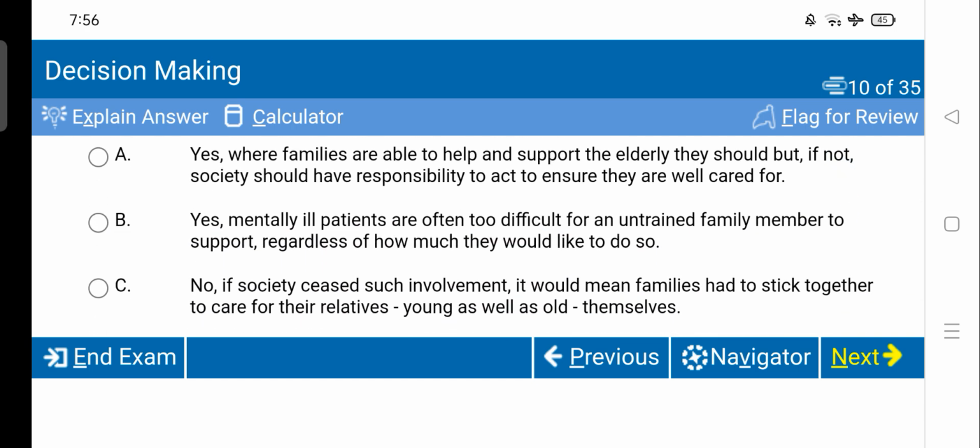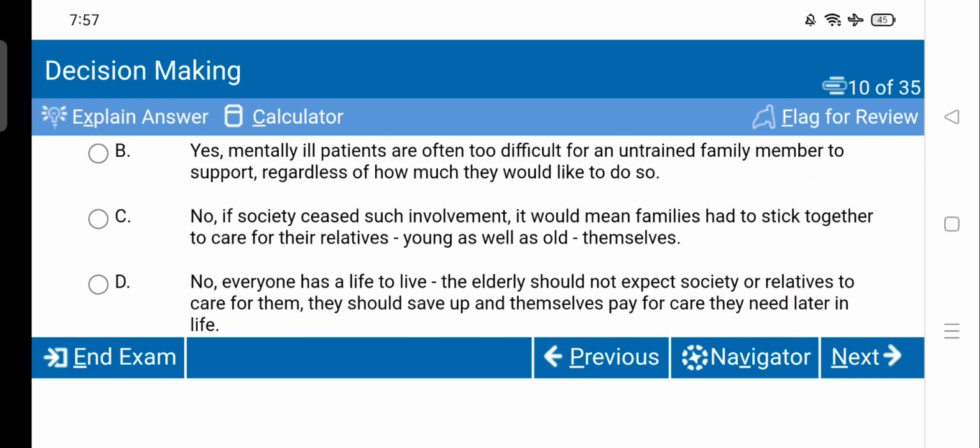Option B, yes, mentally ill patients are often too difficult for an untrained family member to support, regardless of how much they would like to do so. Option C, no. If society ceased such involvement, it would mean families had to stick together to care for their relatives, young as well as old, themselves.